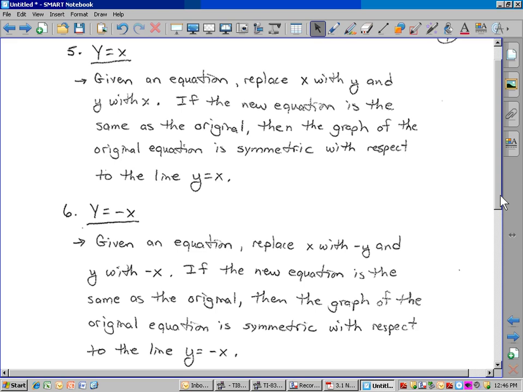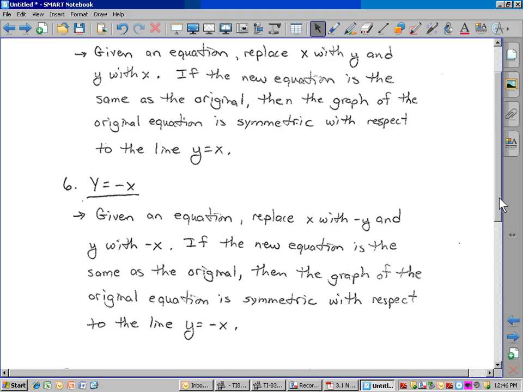And number 6, y equals negative x. These are very similar. Replace x with negative y and y with negative x. See if it matches the original. If it does, it's symmetric with respect to the line y equals negative x. Again, these are just tests. You can test for symmetry. That'll tell us more about the equations in the future.